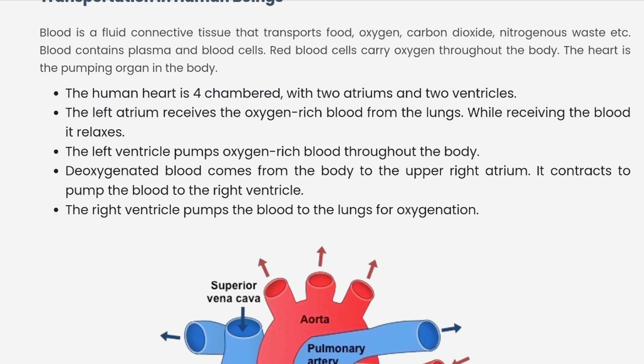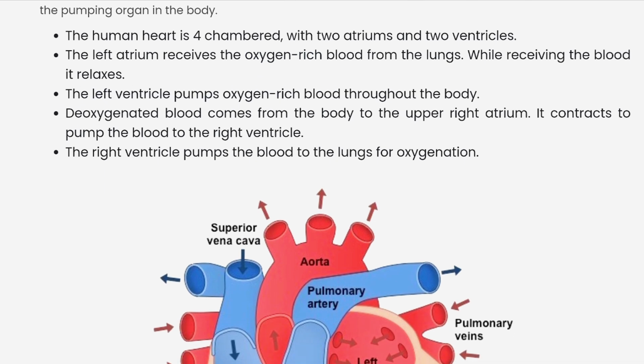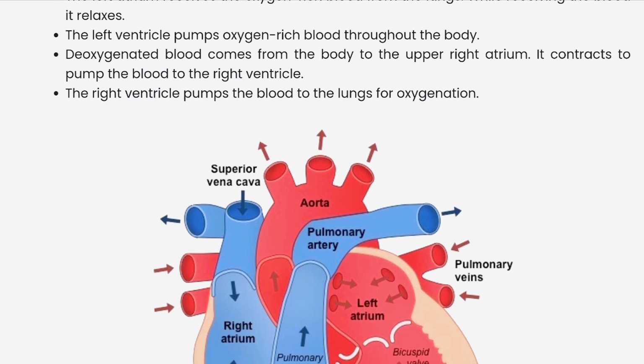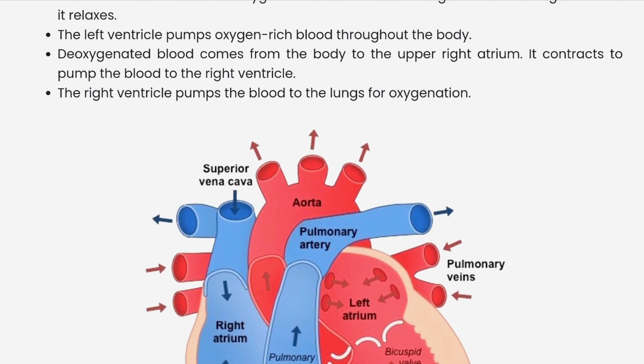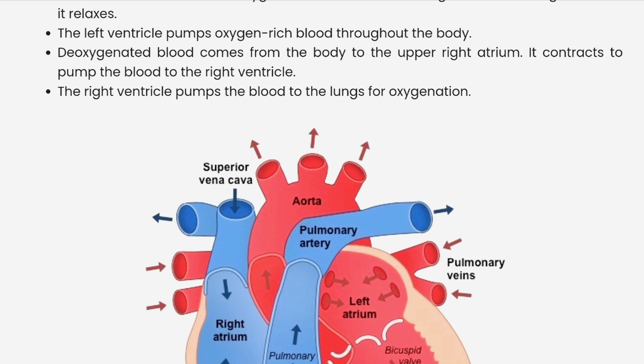The left atrium receives the oxygen-rich blood from the lungs. While receiving the blood, it relaxes. The left ventricle pumps oxygen-rich blood throughout the body. Deoxygenated blood comes from the body to the upper right atrium. It contracts to pump the blood to the right ventricle. The right ventricle pumps the blood to the lungs for oxygenation. Fig. 7. Structure of the human heart.